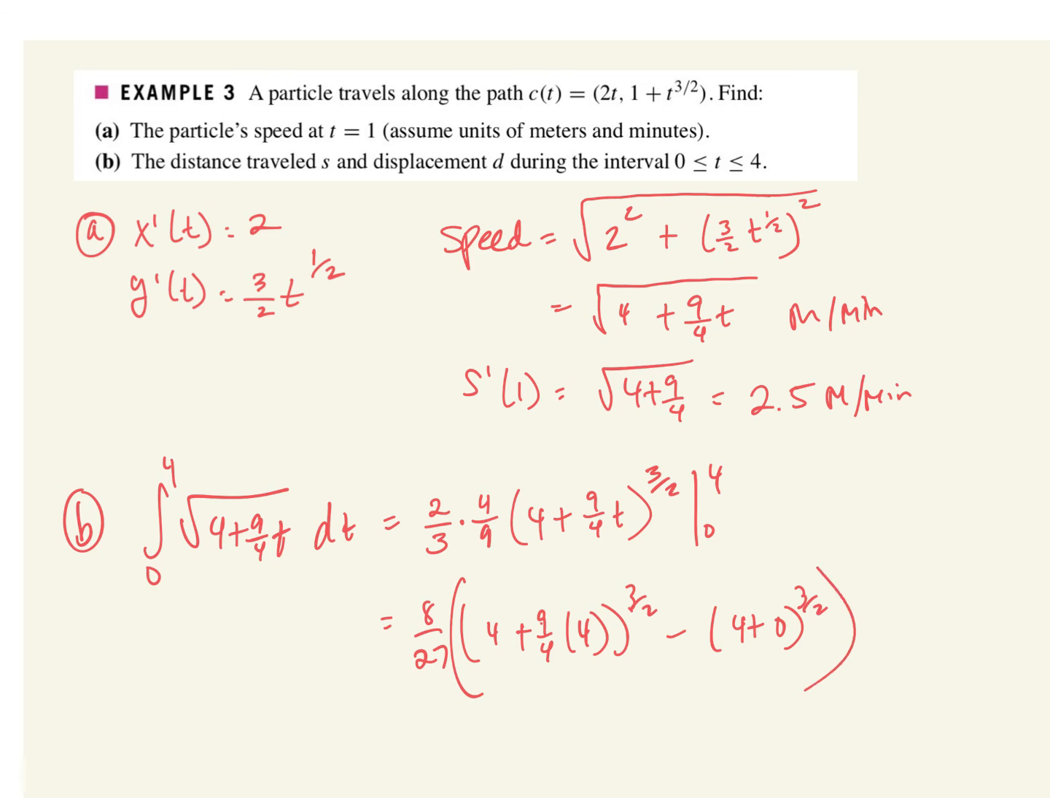Why did you multiply by 4/9? Isn't it just 2/3? Remember that it's a linear chain rule happening as well. Oh, all right, so simplifying all of this, it doesn't come out nicely at the end. The decimal answer is 11.52, and meters was our unit.